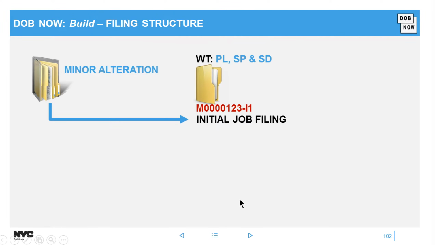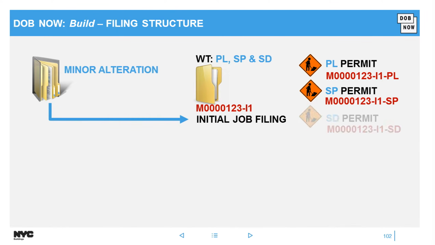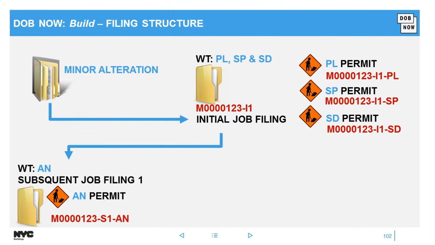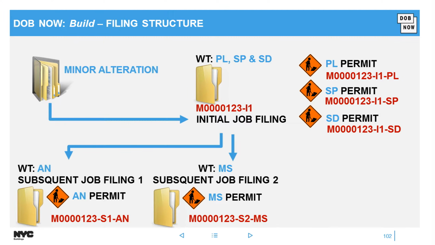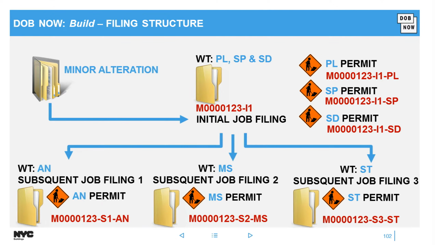I have a cartoon here to help explain how the work permit numbers are made up. So for plumbing, sprinkler, standpipe file here, I received 3 separate work permits, and I have PL, SP, ST at the end, and it's my initial, so I have I1 before that. If I add on a subsequent for antenna, the filing number doesn't change, but it says S1 and then AN. Same thing if I added on another work type, it says S2, but now MS for mechanical. And then if I did a structural job, it'll have SC, S3 at the end there.